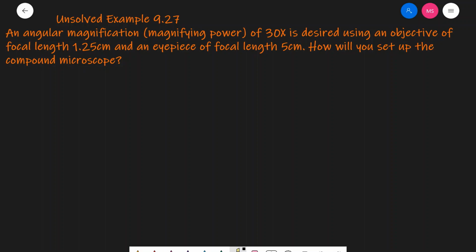So in this example, the overall magnification required is 30 and the focal length of objective is given as 1.25 cm while the focal length of eyepiece is given as 5 cm. How will you set up the compound microscope? This means that we have to find the object distance, means where you will keep the object, as well as what should be the distance between the two lenses.